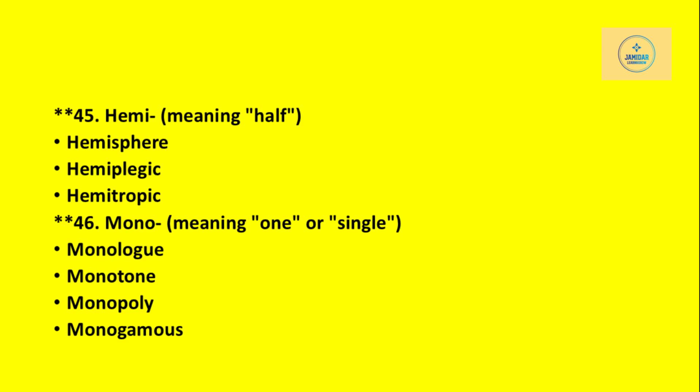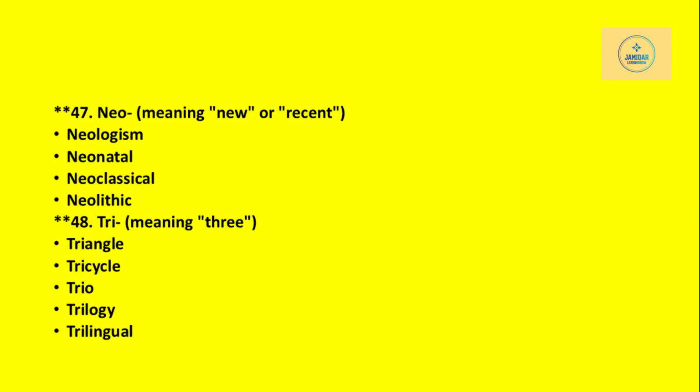The prefix hemi means half, as in hemisphere and hemiplegic. Mono means one or single, found in monologue and monotone. Neo means new or recent, seen in neologism and neonatal.